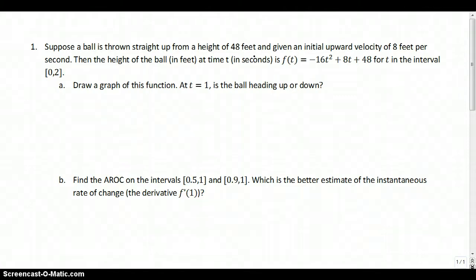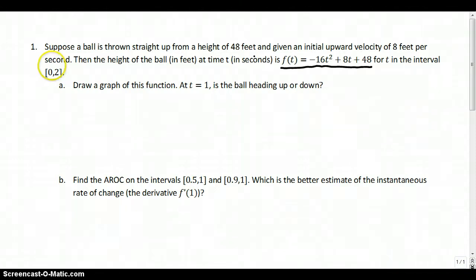In this problem, a ball is thrown straight up in the air from a height of 48 feet, and it's given an initial upward velocity of 8 feet per second. And then from physics, we know this function works: f(t) = -16t² + 8t + 48 feet. So you're just given that. And that's going to go for the interval from 0 to 2.